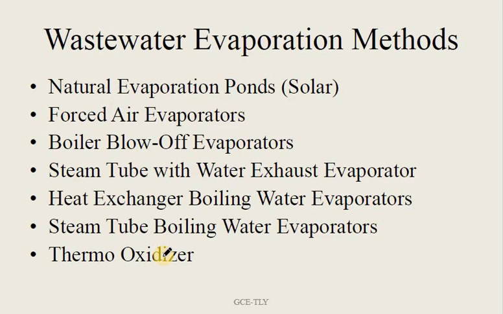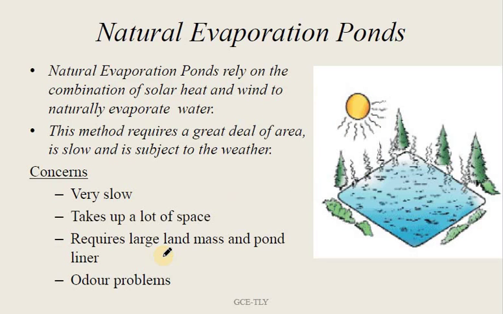So now we can see some wastewater evaporation methods. The first and foremost and the most conventional method is natural evaporation ponds, which uses solar energy directly for evaporation. The next one is forced air evaporator. Third one is boiler blow off evaporator. Then we have steam tube with water exhaust evaporator. We have heat exchanger boiling water evaporators. Then steam tube boiling water evaporators are there, and the most advanced one is thermo oxidizer. We'll see one by one.